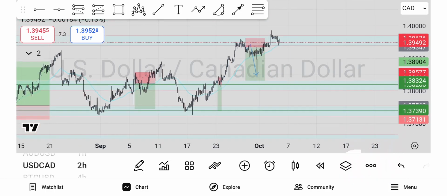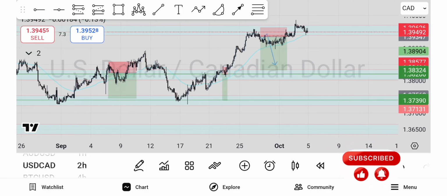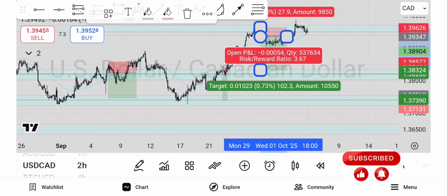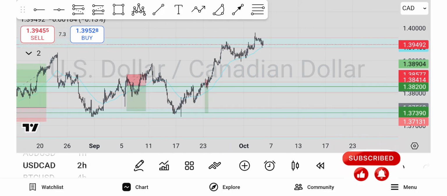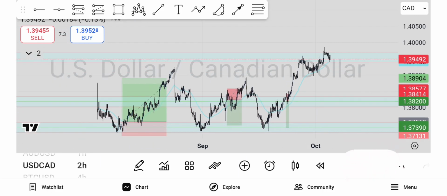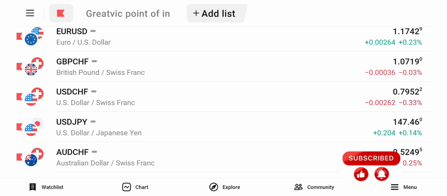It would have been a 3 straight loss on USD CAD, because I had the first loss, I had the second loss, and this one was avoided. So this is it.